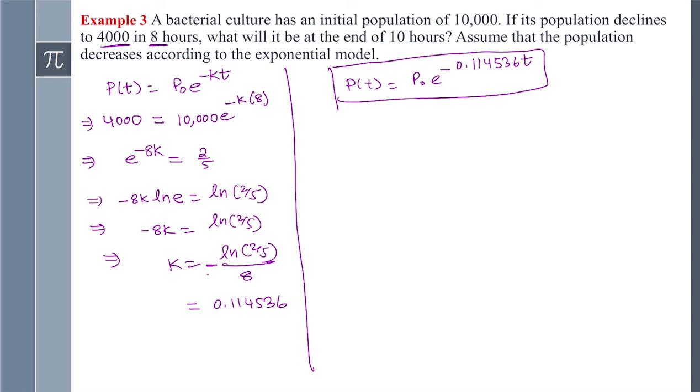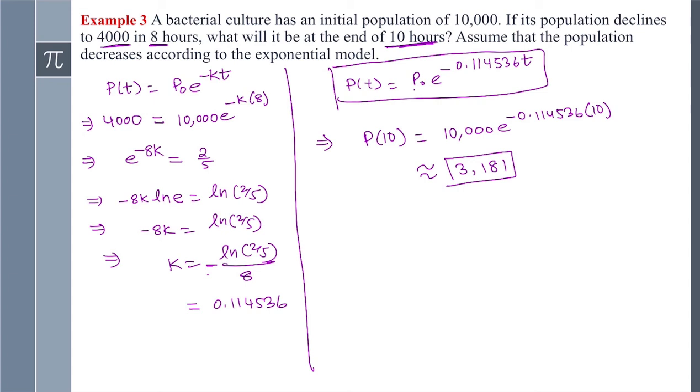Now our question is, what is the population of the bacteria after 10 hours? To answer that question, we are going to find P of 10, which equals 10,000 e to the negative 0.114536 times 10, since P naught is not going to change and t is 10. Now if we put the whole thing into the calculator, we are going to get approximately 3,181. So that is the bacteria population at the end of 10 hours.